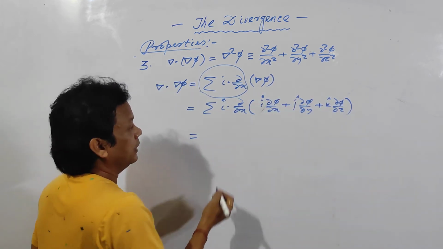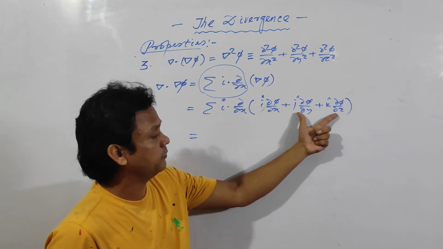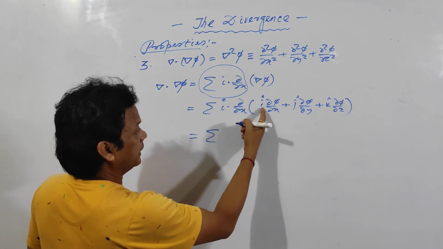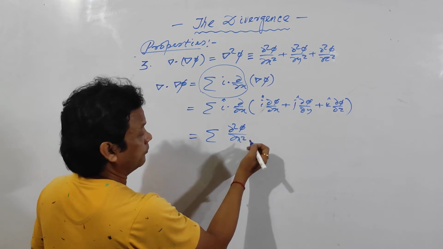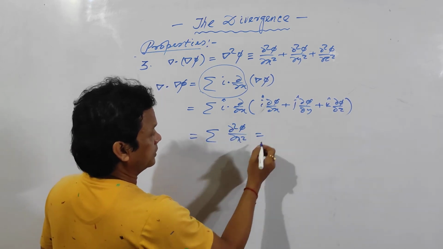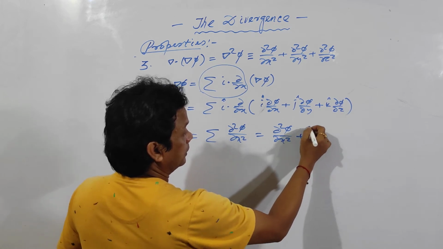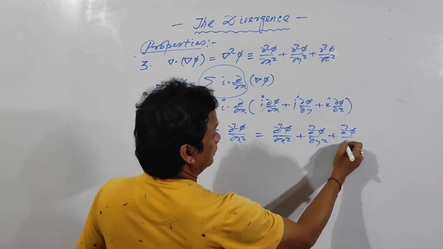Clear? And i dot i is 1, i dot j is 0, i dot k is 0. So the second and third ones vanish, only the first one remains. So i dot i is 1. So simply it is del square phi by del x square. And if you open this summation, it becomes del square phi by del x square plus del square phi by del y square plus del square phi by del z square.